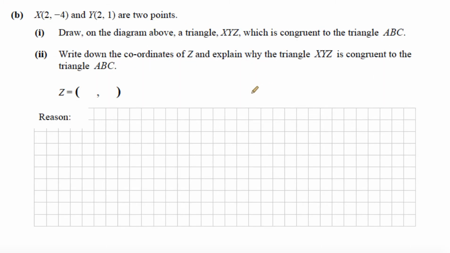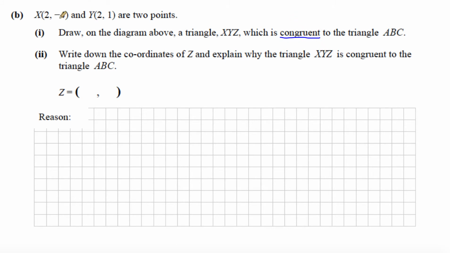Okay, part B says the point X, which is 2, minus 4, and the point Y, 2, 1, are 2 points. Part 1, draw on the diagram above a triangle XYZ which is congruent to the triangle ABC. Right, well, congruent means that all the corresponding sides are the same length and all the corresponding angles are the same size. So it's basically identical triangles.